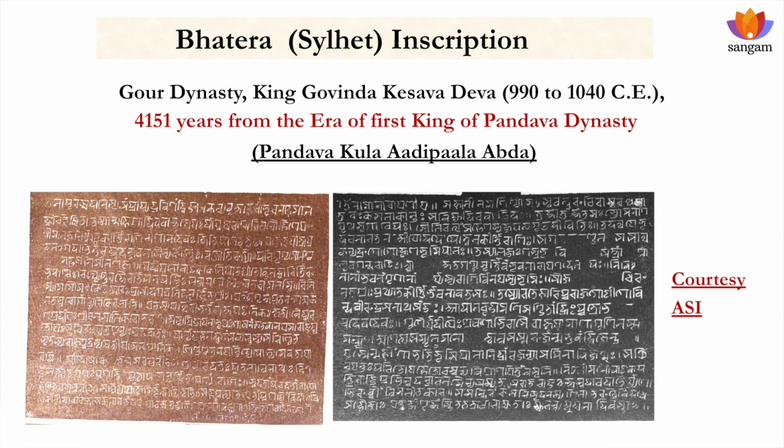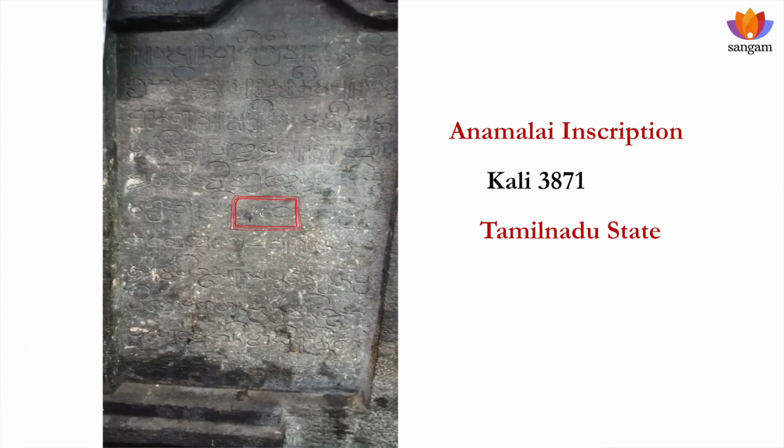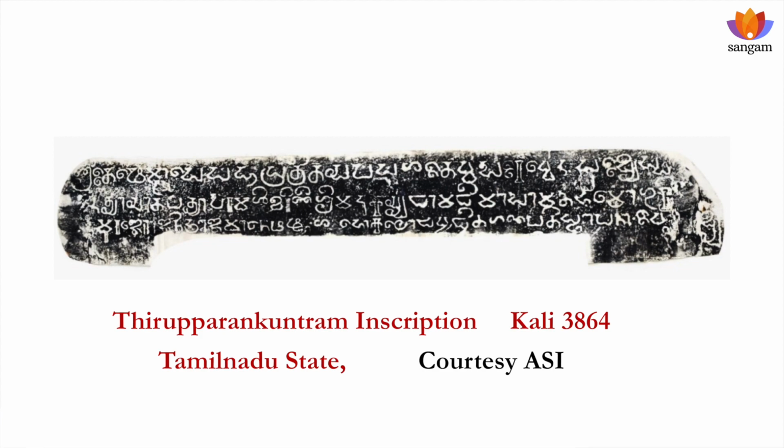I thank ASI for the use of this photocopy. This is the Anamalai inscription in Tamil Nadu, a Pandya inscription that mentioned the date as Kali 3871, issued during the period of Jatila Parantaka Pandya. This is another inscription from Tirupparankundram, the famous Muruga temple. It dates to 3864. I thank ASI for the use of this estampage photocopy.